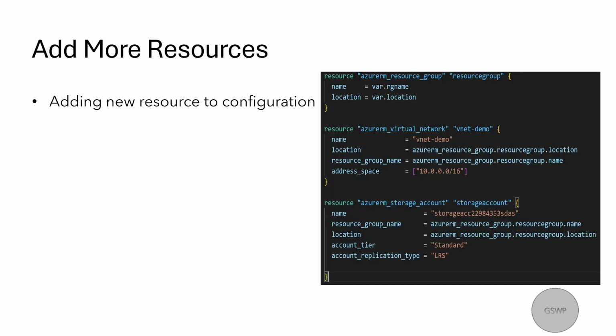Add more resources. Here you can see we are going to add more resources in our Terraform file. Of course, we are not going to use Terraform for just one resource. We are going to use Terraform when we have multiple resources and these resources are dependent on each other. On the right side, you can see the first block is creating a resource group, which we already demoed. And now we are going to create one virtual network and then one storage account in my code.